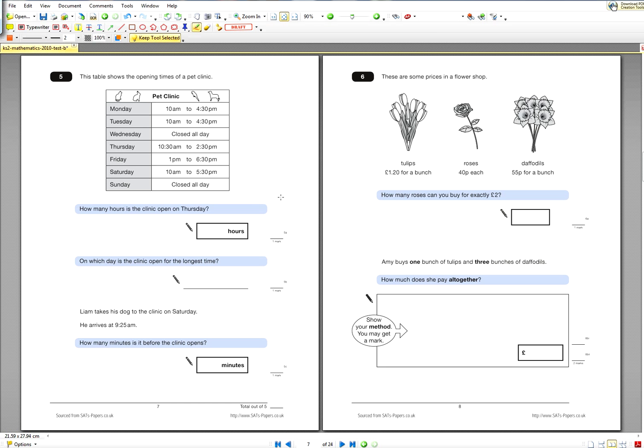Next. Okay, question number 5. This table shows the opening times of a pet clinic. How many hours is the clinic open on Thursday? So we're looking on Thursday over here from 10:30 to 2:30. Okay, Mr. Huzaifa, how many hours? 4 hours. On which day is the clinic open for the longest time?